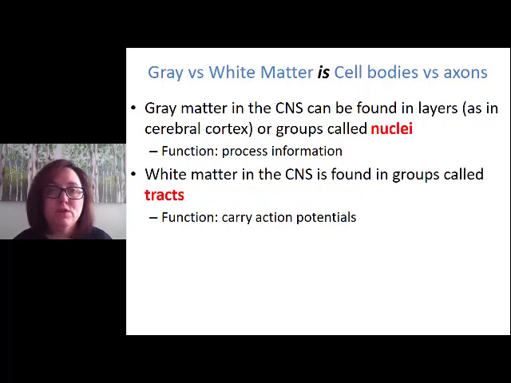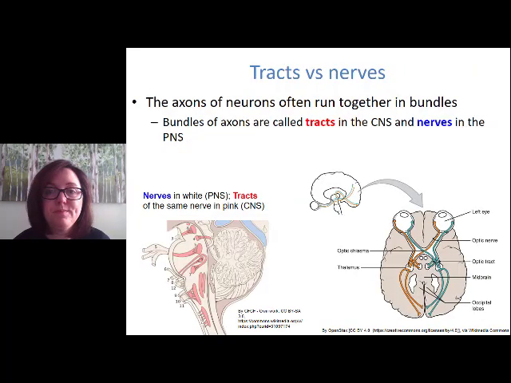And we call these bundles tracts. For example, in the spinal cord, we have ascending tracts which carry information up the spinal cord. So the job of an axon is to carry action potentials. So because white matter and hence tracts are made of axons, their function is also to carry action potentials.